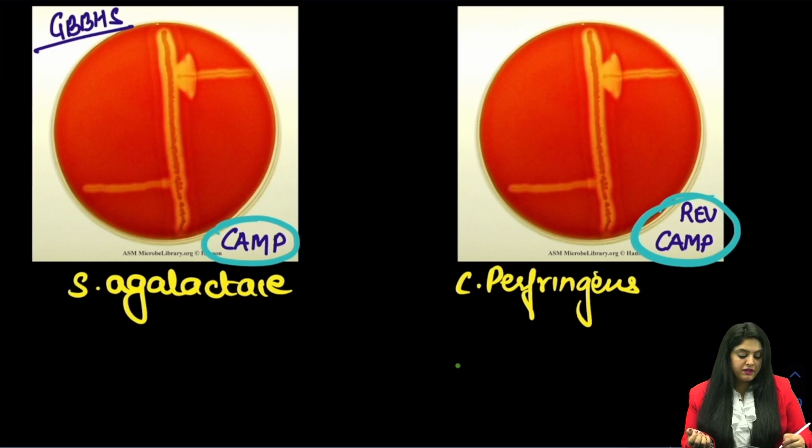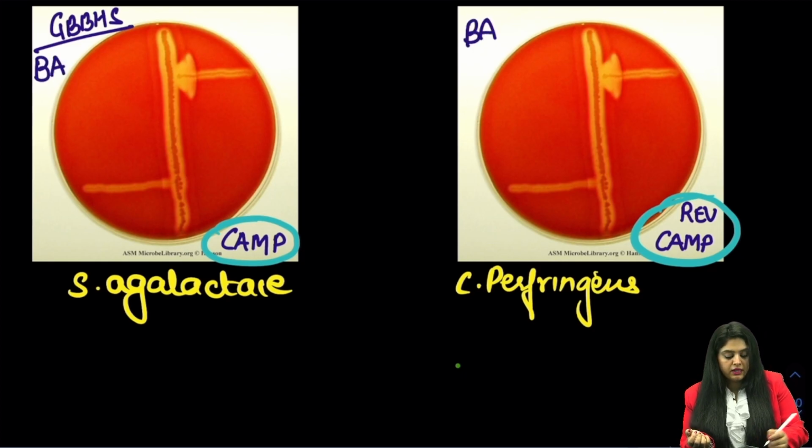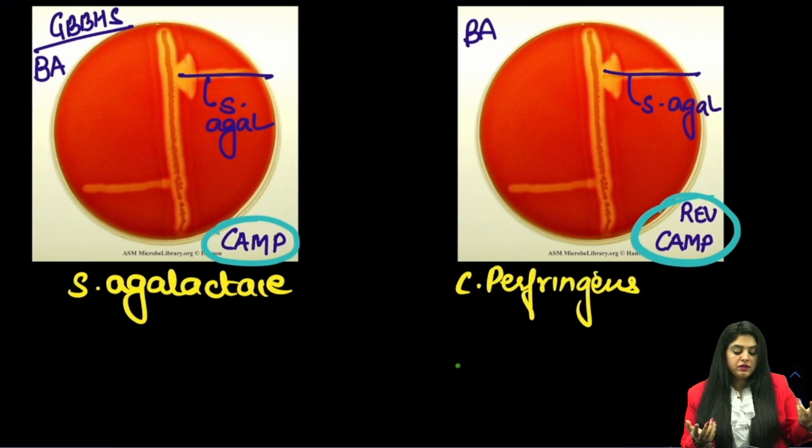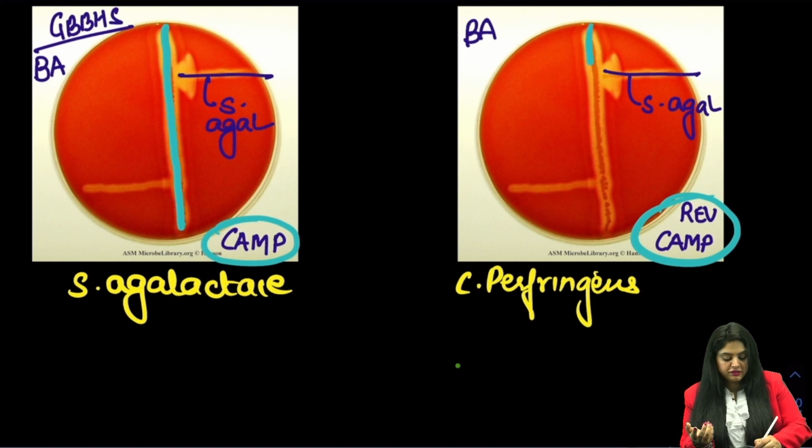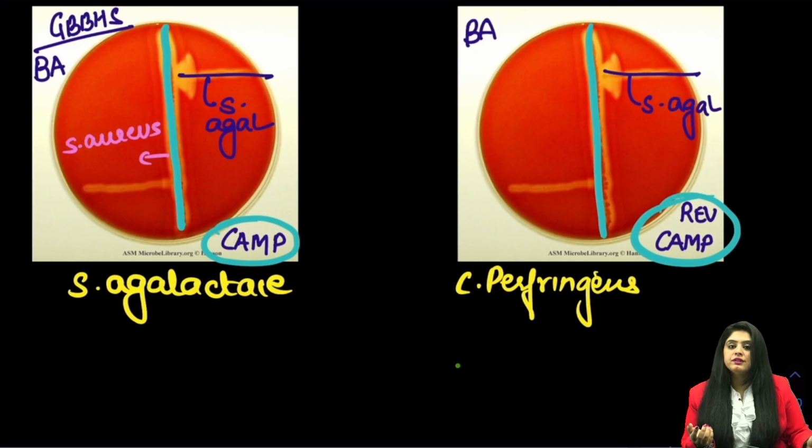Now how will I identify, because both of them look the same? Here there is blood agar, here also blood agar, and then you see the horizontal labeling. This is also Streptococcus agalactiae, and this is also Streptococcus agalactiae. How will I know which is CAMP and which is reverse CAMP? I have to look at the line in the center, which differentiates them. If I've used the usual bacteria, Staphylococcus aureus, such a common bacteria, my focus is not on Staph aureus. My focus will then go to Streptococcus agalactiae.